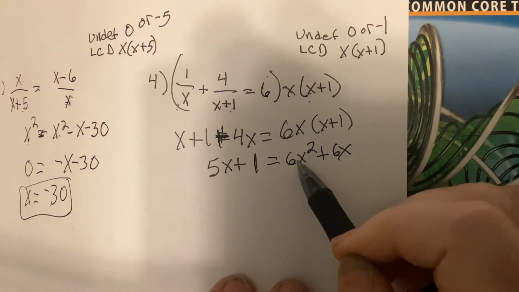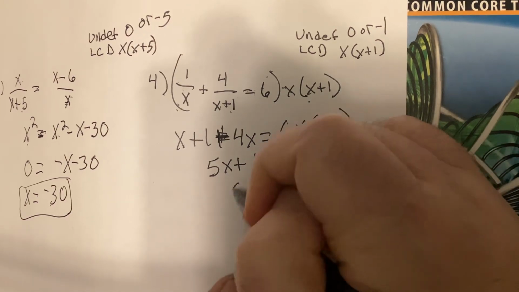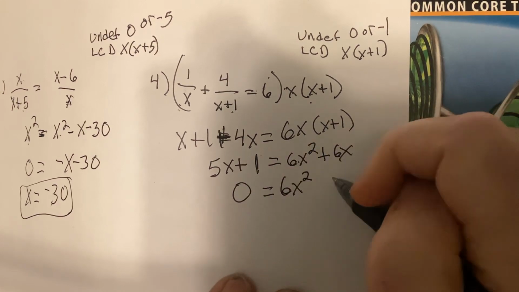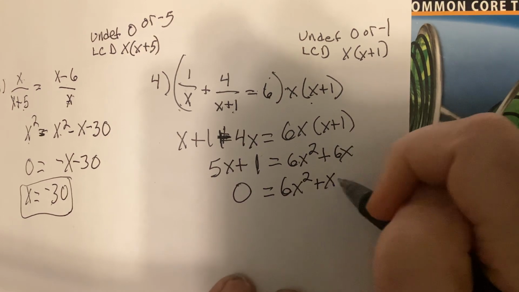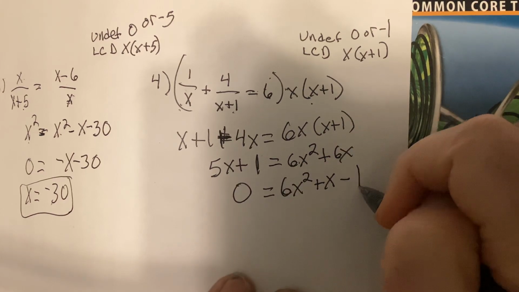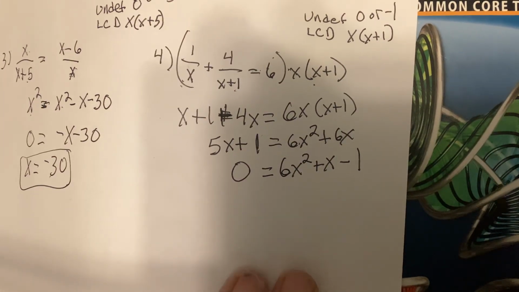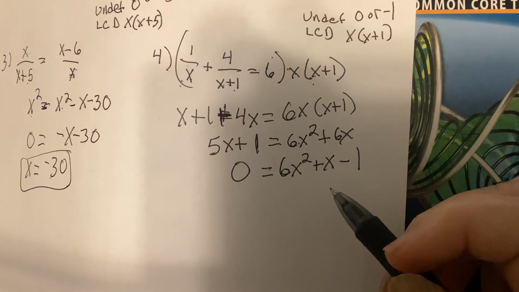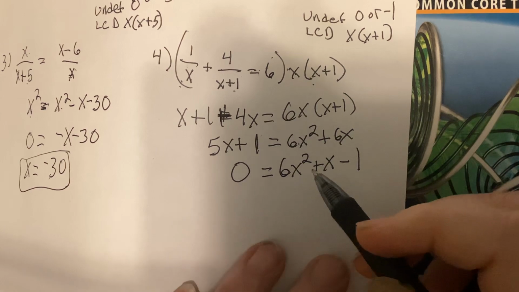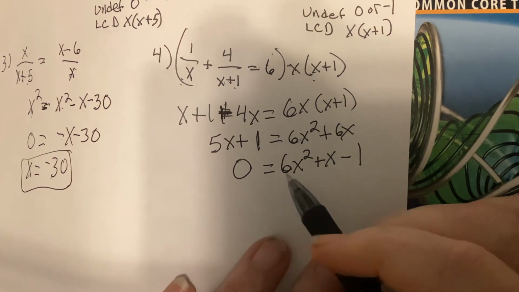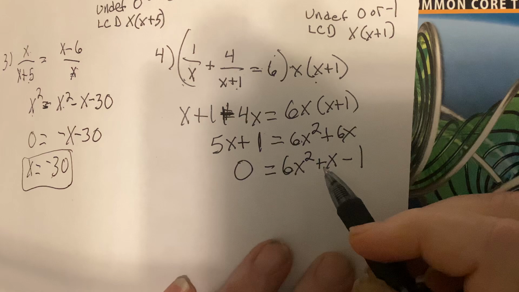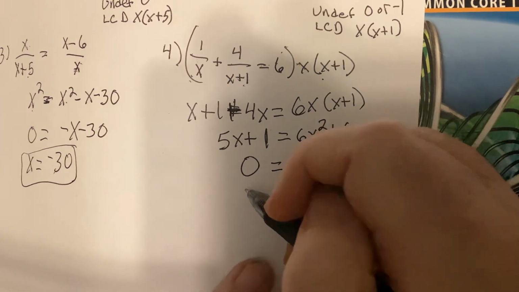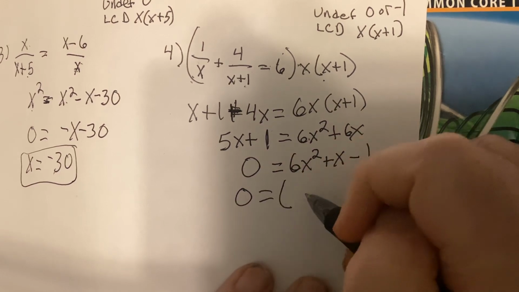So I have a square, so I'm going to get everything to one side. I'm going to subtract 5x, so that would be x. And I'm going to subtract 1. And I can do factoring, quadratic formula, or completing the square. Now, I wouldn't use completing the square for this one because you're going to divide by 6. Half of a 6 squared, that's going to be nasty. But this is factorable, believe it or not.